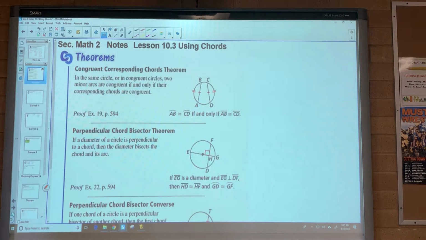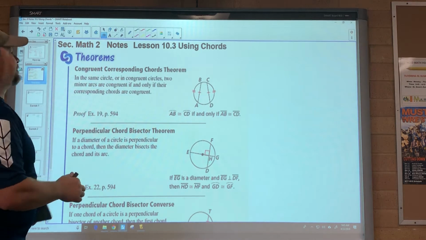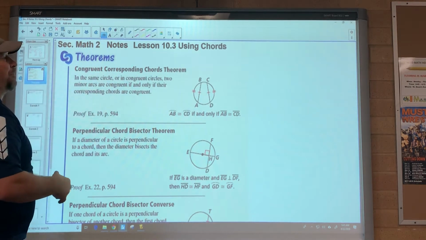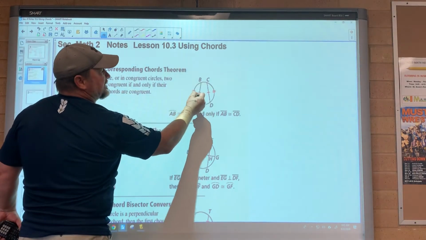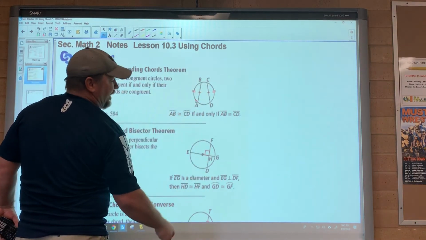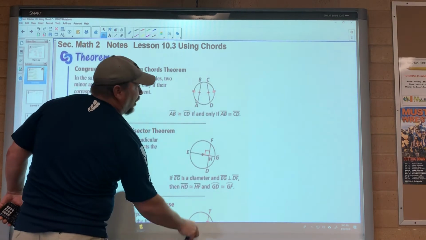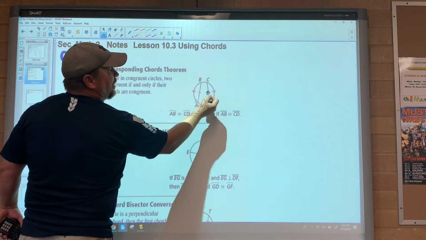Okay, lesson 10.3 with chords. All right, congruent corresponding chords theorem. The theorem says this: if I have two arcs, so this is a minor arc, if I have two arcs that are congruent, they're showing you the two marks.